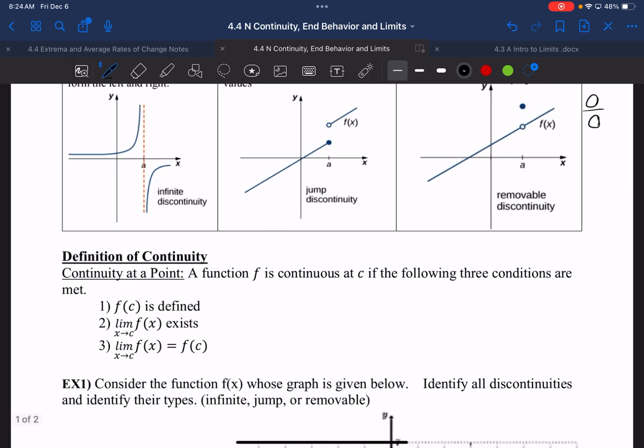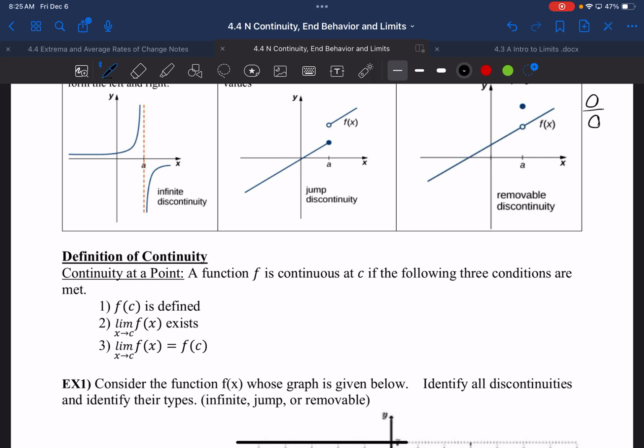So this says, a function f is continuous at c if the following 3 conditions are met. If f of c is defined. C is just some particular number they give you to plug in. Okay. So if you can plug in a number into your equation and simplify, and it's not undefined, then that's what we're looking for. Okay, so you have some actual answer that you get.